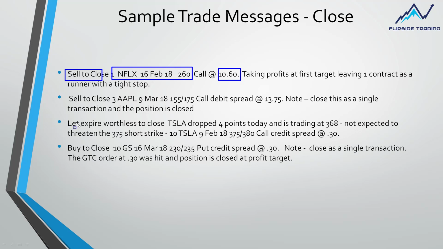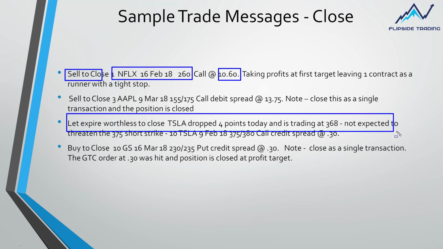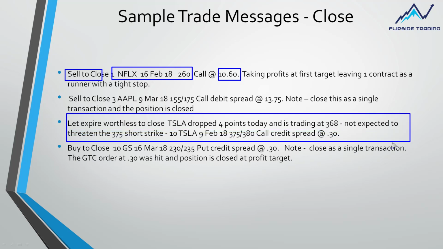Maybe we'll give you some updates. Hey, here it is. It's Friday. It's option expiration day. We're going to go ahead and tell you, hey, things look really good. We're planning on letting this expire worthless. It dropped 4 points. We're not expecting to threaten a short strike, so therefore we're hoping to keep all this 30 cents. Don't need anything to do.